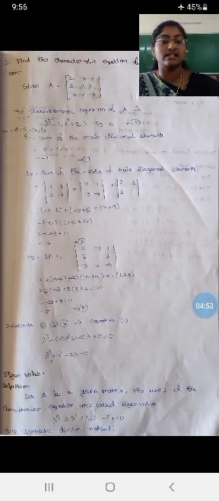S2 is nothing but the sum of the minors of the main diagonal elements. We know the main diagonal elements are 2, 1, minus 4. In this we have to take the minor value of each diagonal element. So the minor of 2 is the determinant 1, 3, 2, minus 4, and the minor of 1 is 2, 1, minus 5, minus 4, and the minor of minus 4 is 2, minus 3, 3, 1.